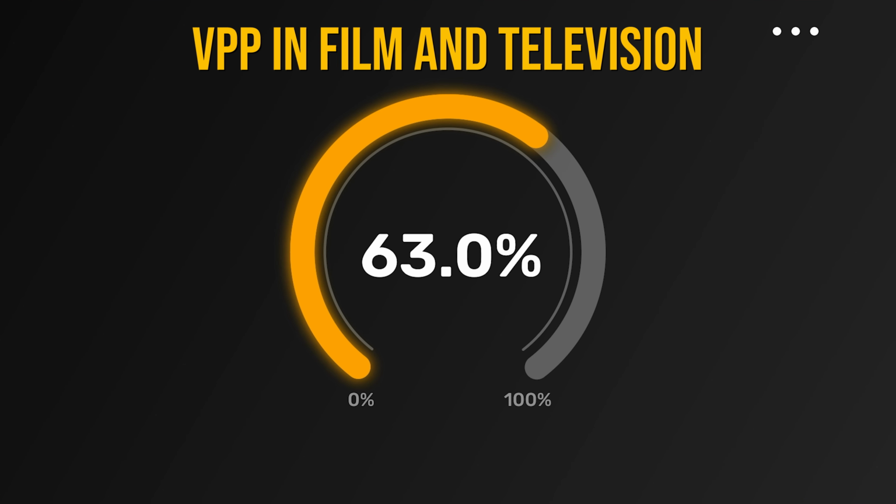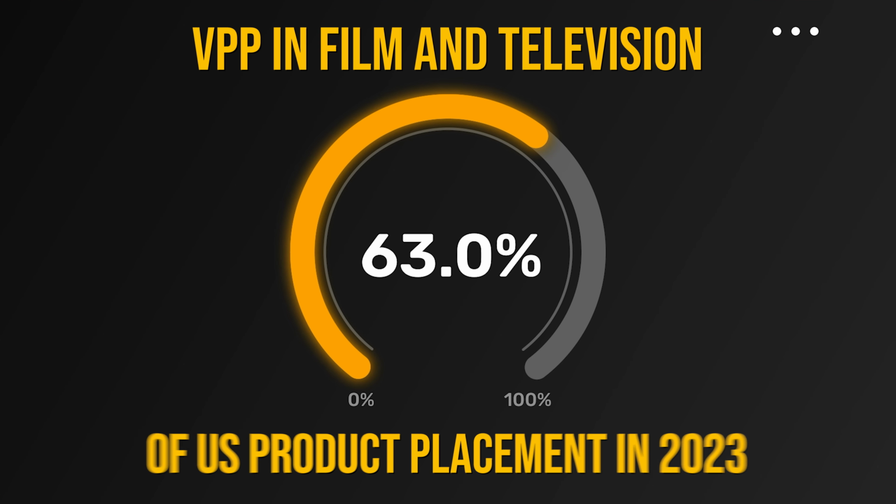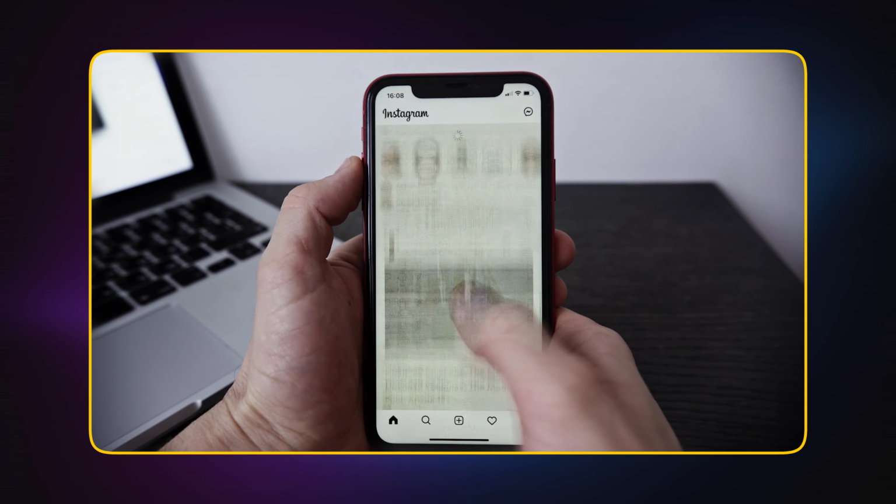As I've already mentioned, virtual product placement is a relatively new strategy, but it's already outpacing traditional methods. Analysts estimate that VPP in film and television accounted for 63% of US product placement in 2023. Product placement is also becoming increasingly popular overall as audiences continue moving away from linear TV with ad breaks in favor of subscription video-on-demand services and social media platforms. VPP is poised to grow as these trends continue.